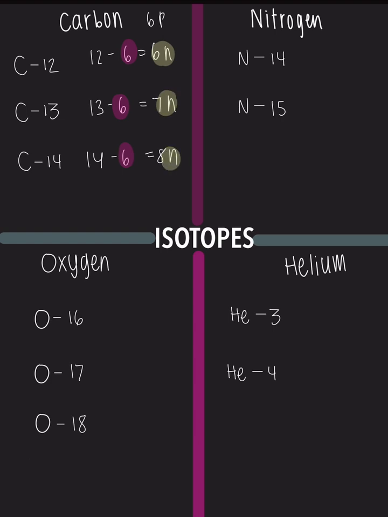Okay, let's try another example. Go to the periodic table, or you can just trust me. You're going to look for nitrogen, and nitrogen is going to be 7 protons because the atomic number is 7. So you're going to say again, 14 minus 7 equals 7. I'm going to put N for neutrons because I'm too lazy to spell it out. And then you're going to do 15 minus 7, and again, that's going to be 8 neutrons.